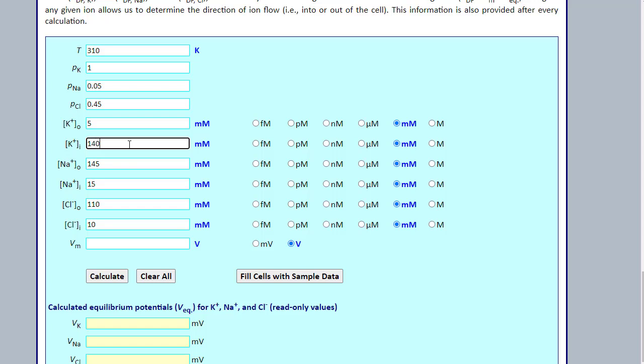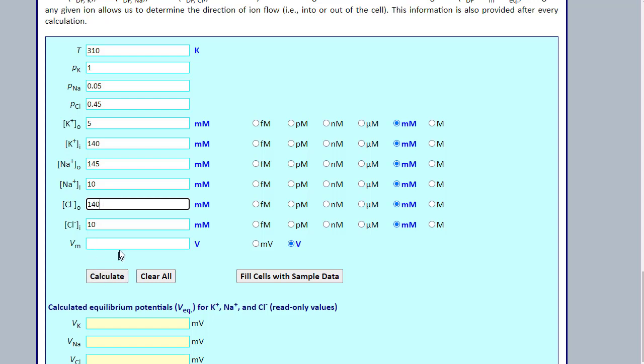And sodium, 145. 15 is fine. We'll just go with a middle number, actually, 10, because that's between 5 and 15. Cl- we have in our notes and our book 140. And inside we have 5 to 15, so 10 is fine.